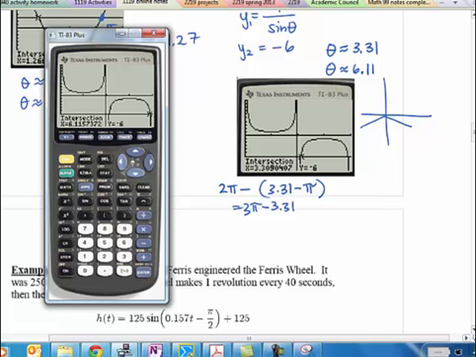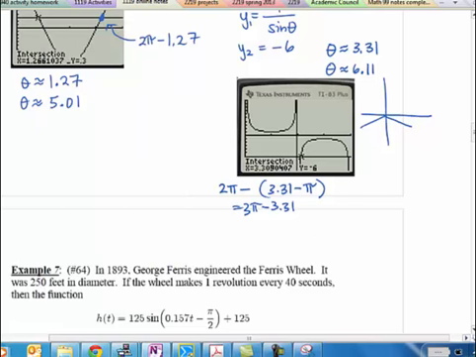And we're getting, looks like it would round to 6.12. So I would accept 6.11 or 6.12 on a test. Just depends on where you round and how you get to the solution.